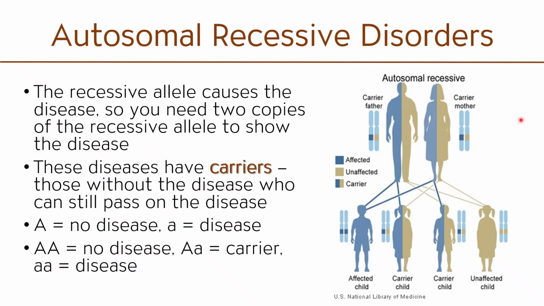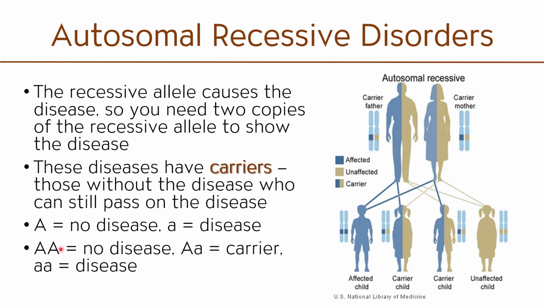An autosomal recessive disorder is one that's linked to the recessive allele, the lowercase letter. So in this case, you need 2 copies in order for the disease or the trait to show up. Just how we kind of talked about with blue eyes, you need 2 copies of the blue eye allele in order for it to show up in the organism, for the phenotype to show.